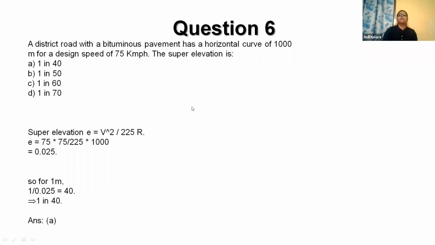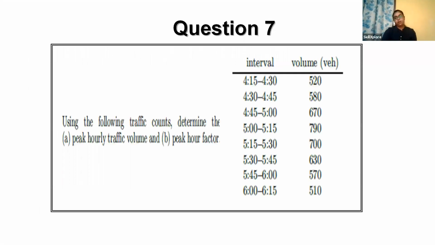So we have already discussed the peak factor problem. So here it is: using the following traffic counts, determine the peak hourly traffic volume and the peak hour factor. Here we can see the 15-minute interval traffic is provided. Interval 4:15 to 4:30, volume is 520; 4:30 to 4:45, volume is 580; 4:45 to 5, volume is 670; 5 to 5:15, volume is 790; 5:15 to 5:30, volume is 700; 5:30 to 5:45, volume is 630; 5:45 to 6, volume is 570; and finally 6 to 6:15, volume is 510.